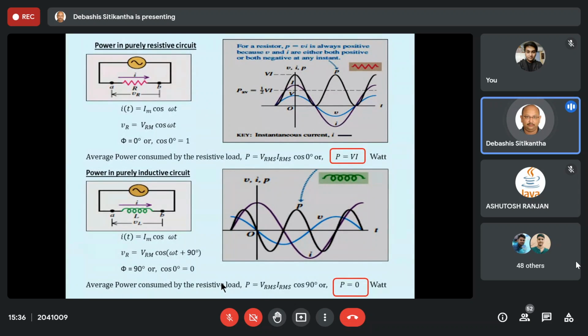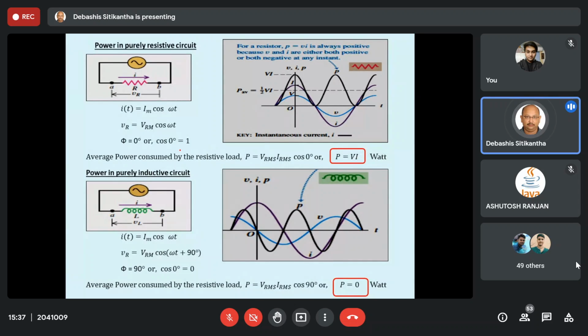How much power is a purely resistive circuit going to consume? Obviously, in this case, you put in the equation. So your P is going to be Vrms Irms cos phi. Now, in case of a purely resistive circuit, your phi is equal to 0, so cos phi is equal to 1. So this comes out to be P equal to VI watt. So this is exactly the same as that of your DC circuit.